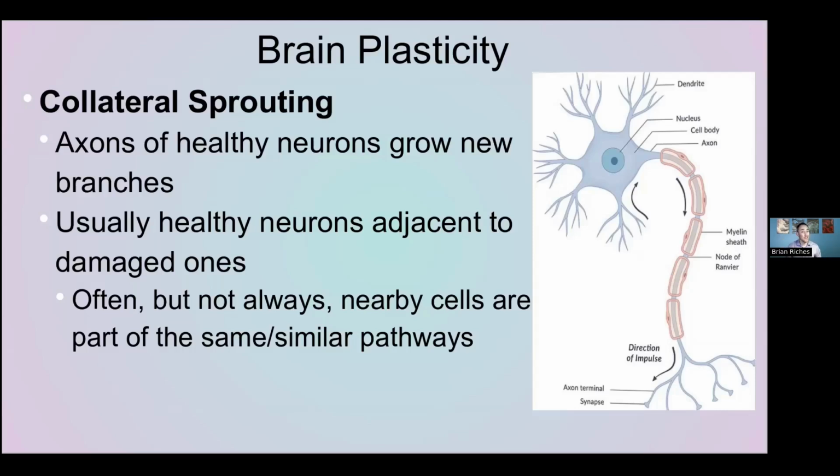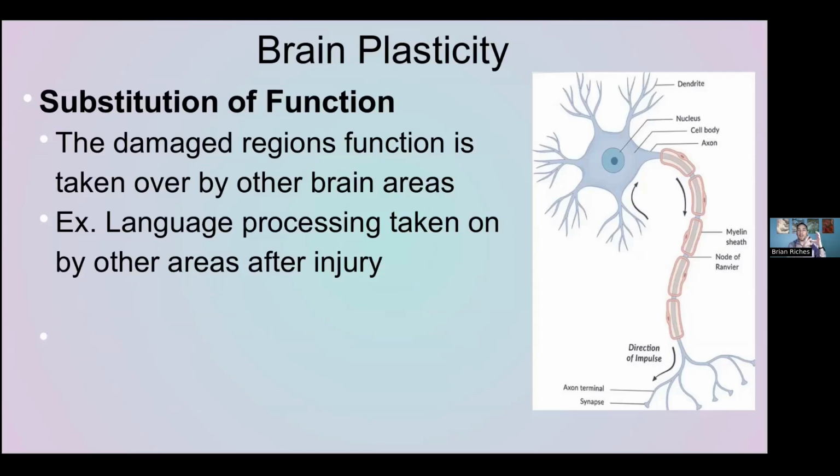Substitution of function is a little more intensive. Essentially, it's taking a brain region that's maybe too damaged or has too widespread damage to do that collateral sprouting, and it moves those functions to another part of the brain. We do this better when we are younger and not as well when we are older, but it is still possible. So language, for almost all people, even things like sign language, is processed on the left side of your brain in the temporal lobe, right above your ear, about here. That's where most people's language centers are.